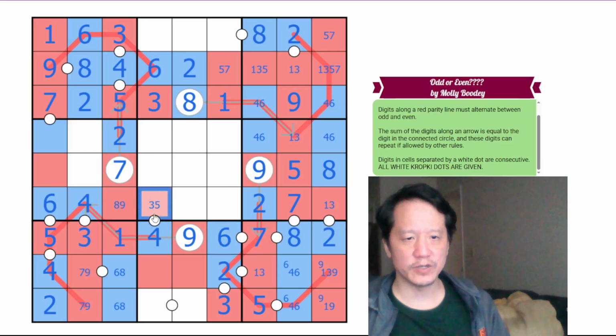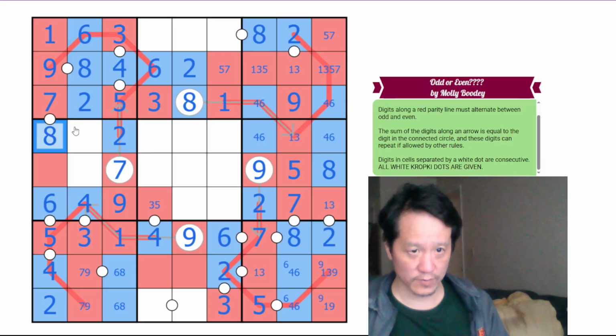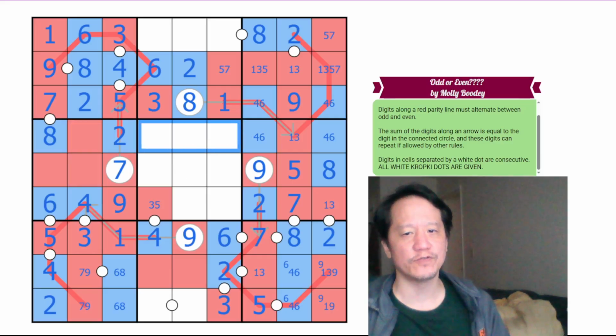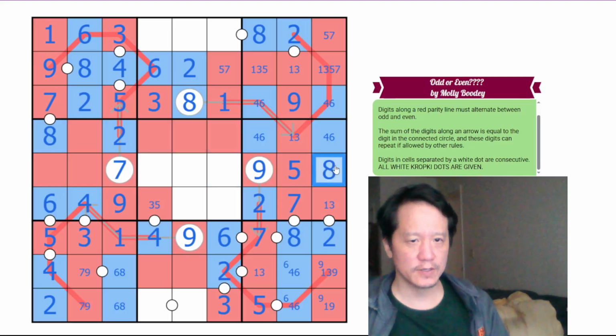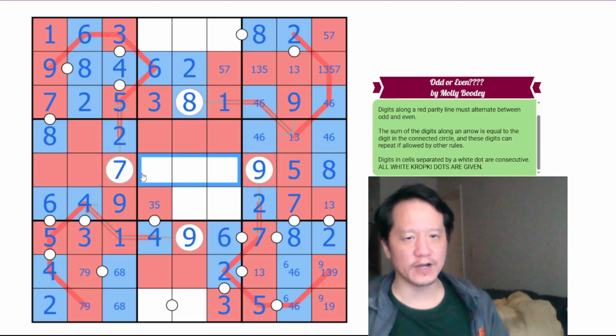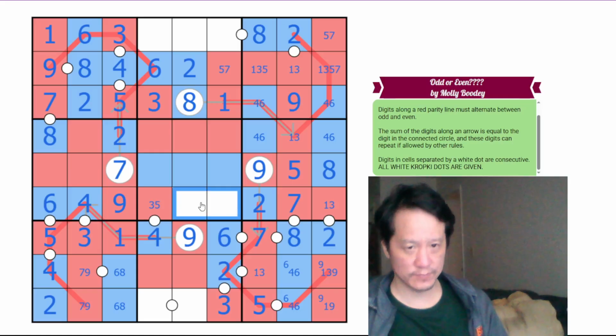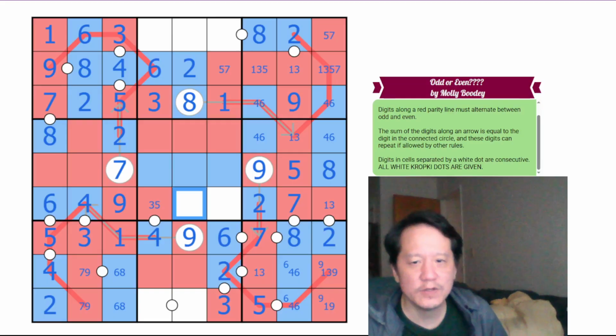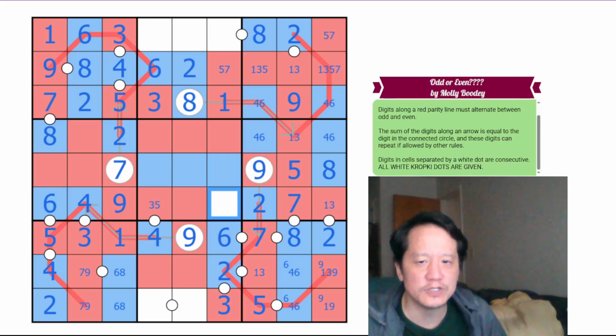So this has to be 9 here as an odd digit. This is 8 as an even. Remaining digits in box 4 are all odd because we have 4 evens. Remaining digits in row 4 are all odd because we have 4 evens. Remaining digits in row 5 are all even because we have 5 odds. And this can't be 8 because of 8 in the column. So this must be odd because that 8 is the last even digit in row 6.